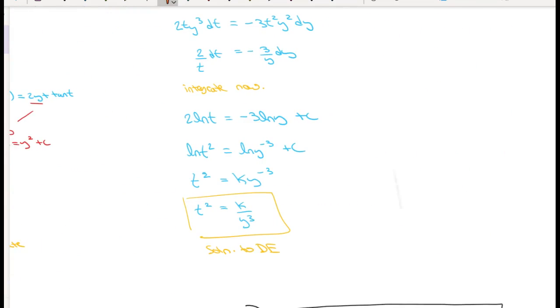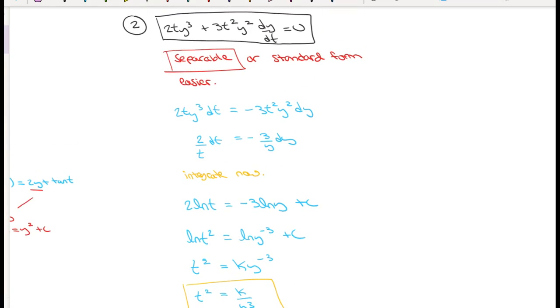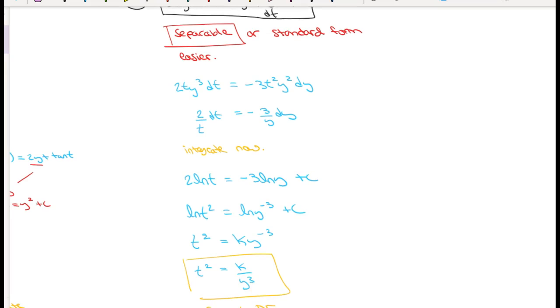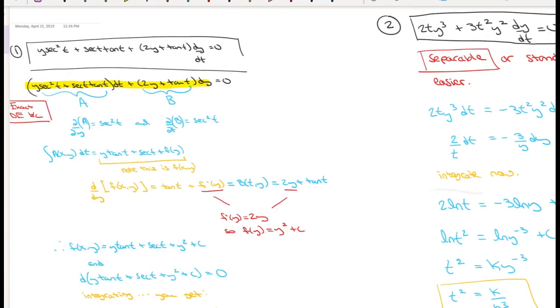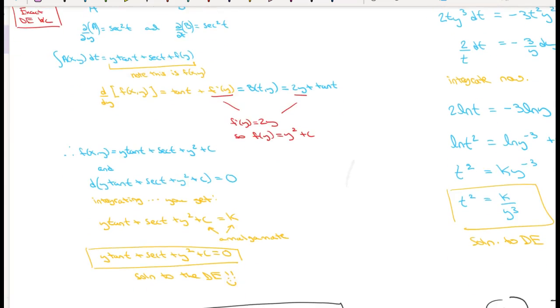Okay. Number 2, I think you all saw that this was separable. You could have also put this into standard form if you really wanted to, and then used, let's see, you could have used Bernoulli, I guess, but separable is easiest, I'd say. All right, so here we are proceeding through. I don't know that I have to really talk through the rest of this here. Okay, there's number 2.